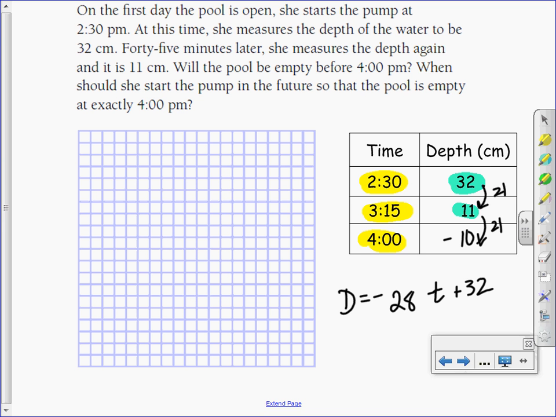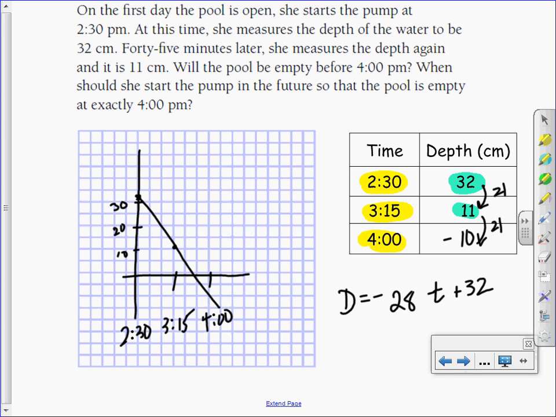If I were to look at this as a graph, I'm not going to do it perfectly just to save a little bit of time. It starts at 2:30, now we're at 3:15, and then another 3 blocks, we're at 4 o'clock. And at 2:30, let's go up by 5, 10, 15, 20, and then 30. At 2:30, we're at 32 centimeters. At 3:15, we're at 11. Again, just estimating here, and we can see that clearly at 4 o'clock there's a problem.